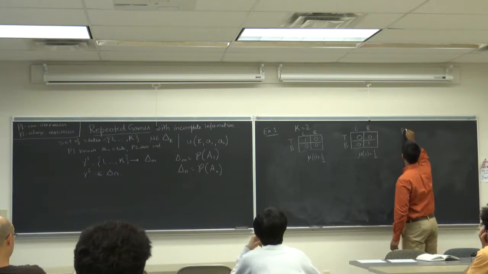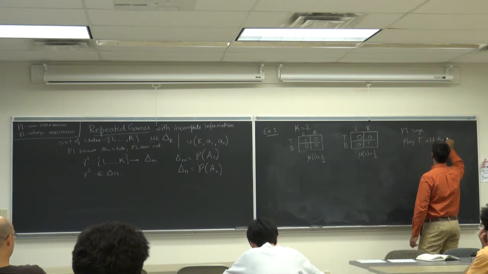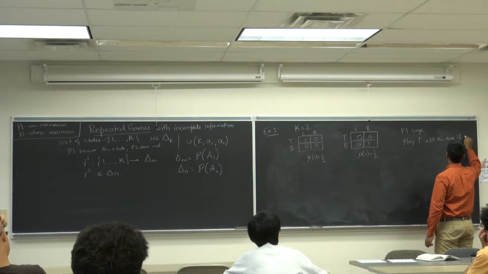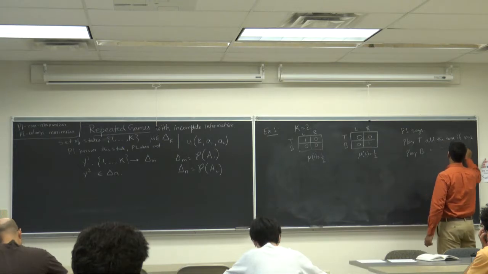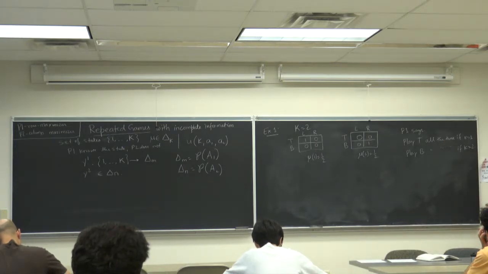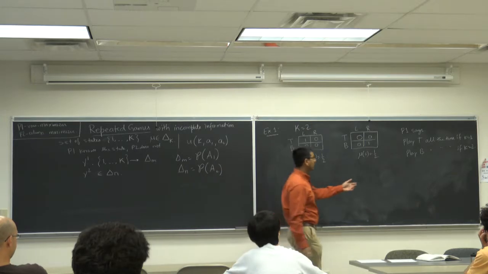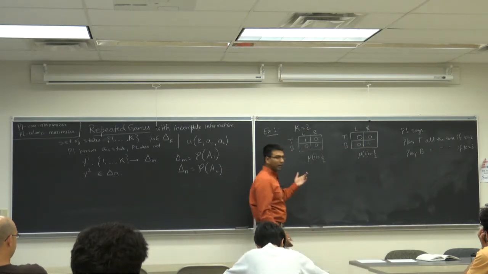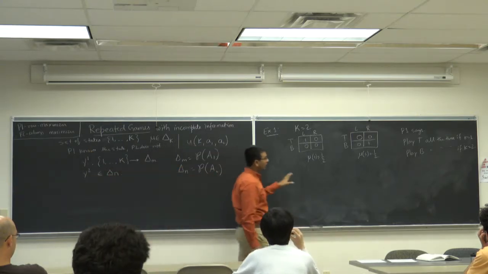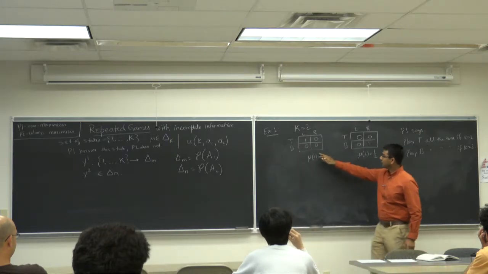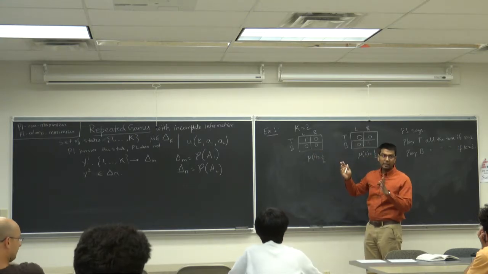So P1 says, play T all the time if K is equal to 1, play B all the time if K is equal to 2. What happens at the first instant? If player 1 has declared the strategy, okay, this is my strategy, what is player 2 going to do? Well, remember player 2 is a minimizer. So suppose this was the game that player 1 is playing. Player 2 doesn't know what game he's playing, so he's going to just act randomly at the first time instant.